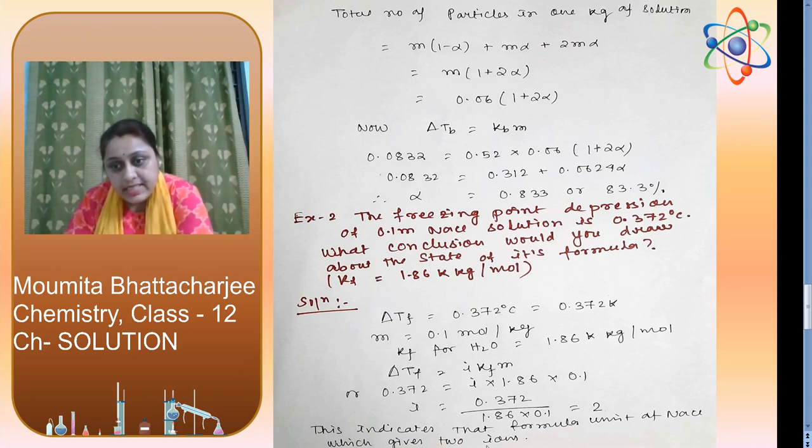This indicates the formula units of NaCl. That means we are getting 2 ions per formula unit, which matches NaCl. In the case of NaCl, NaCl will dissociate to form Na plus and Cl minus. So the same as for this molecule, we will get 2 ions.